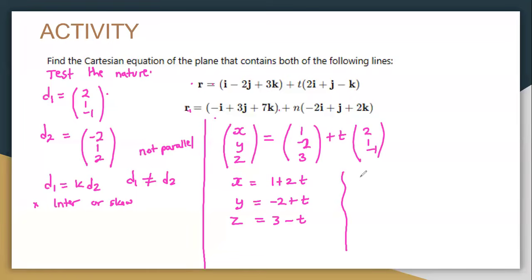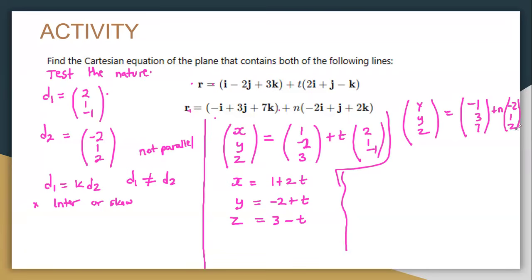If you could allow me that for the second r, we do the same thing. We say we have x, y, and z is equal to (-1, 3, 7) plus n times (-2, 1, 2). So that means that here our x will equal -1 minus 2n, y is equal to 3 plus n, and then our z is equal to 7 plus 2n.